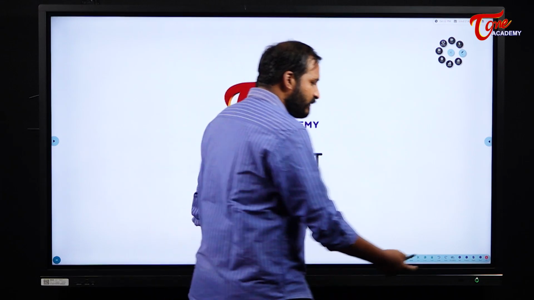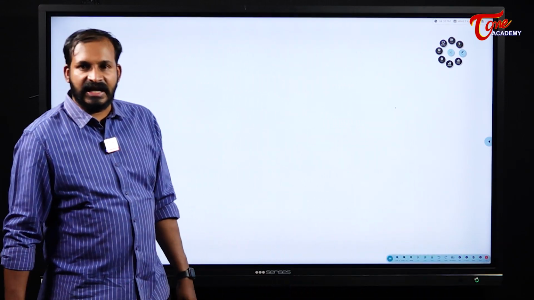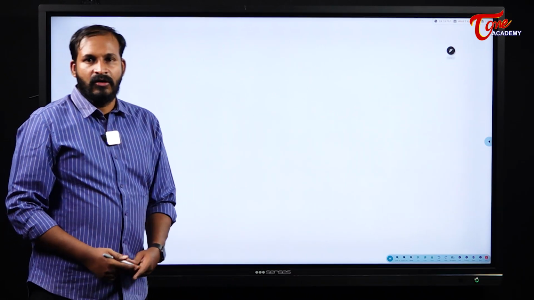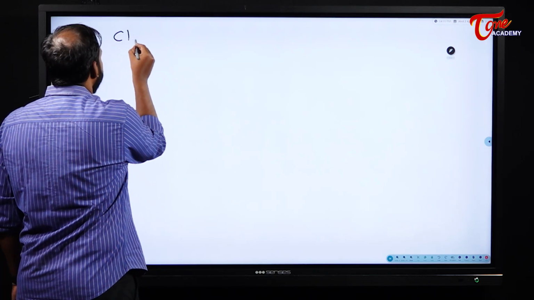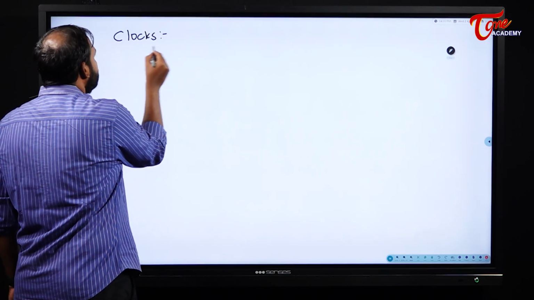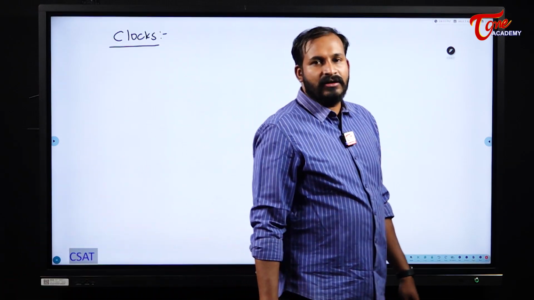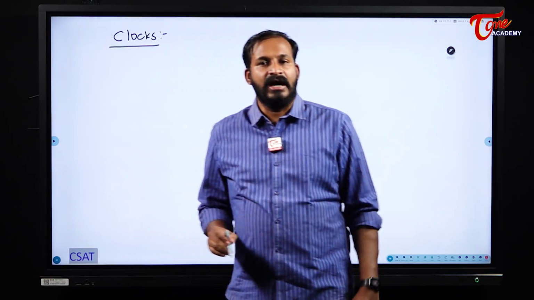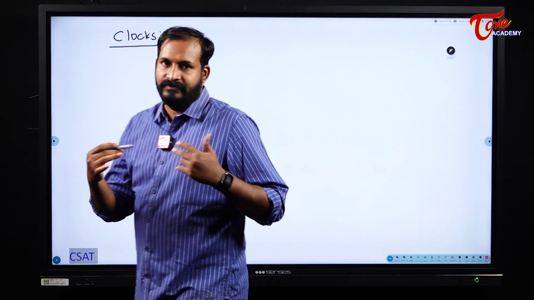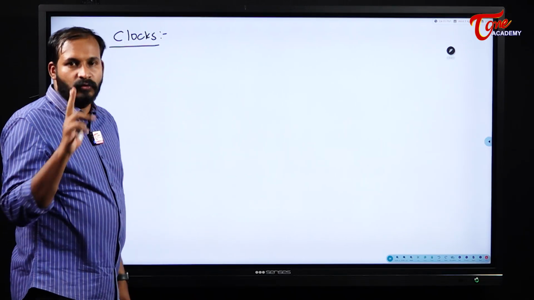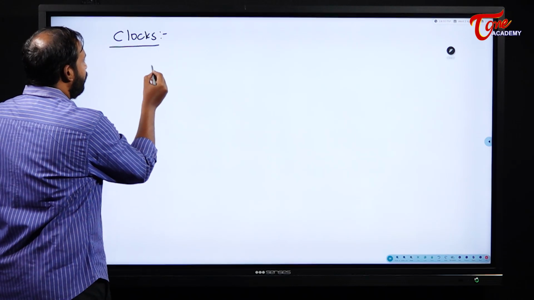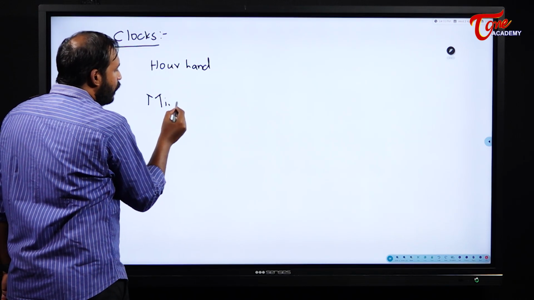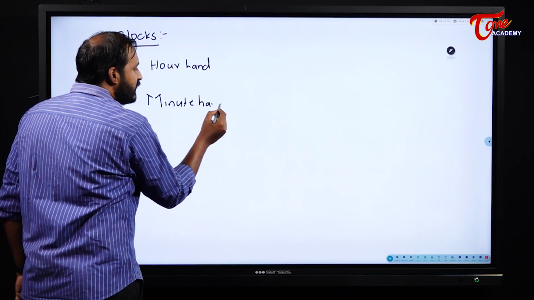So keeping that in mind, we will learn the concept of clocks first and then try to solve previous year problems from this concept. Now see here, generally in the day-to-day clock which we use, we have three hands: the minute hand, the hour hand, and the second hand. But in our clocks concept, we will consider only two hands: the hour hand and the minute hand.